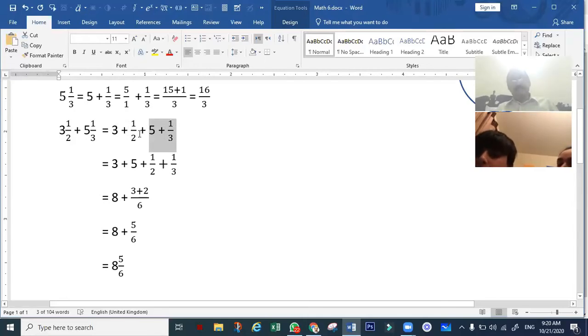3 can be added with 5. 1 upon 2 can be added with 1 upon 3. This is a very simple phenomenon. Look at this, how nice it is. 8 whole number, 5 upon 6 is the answer.